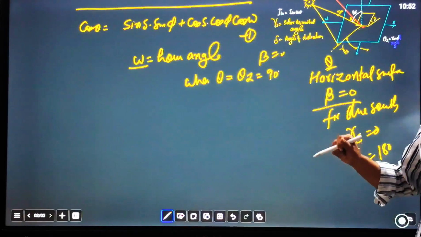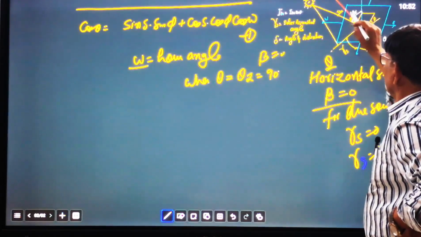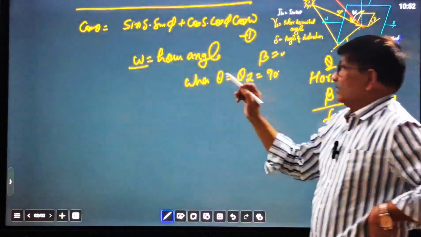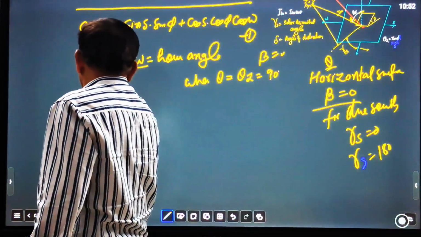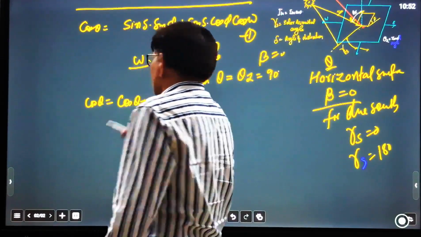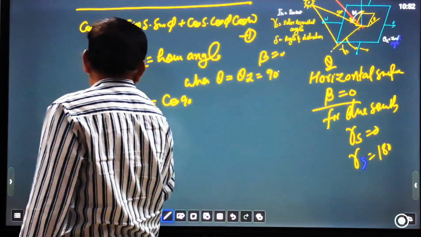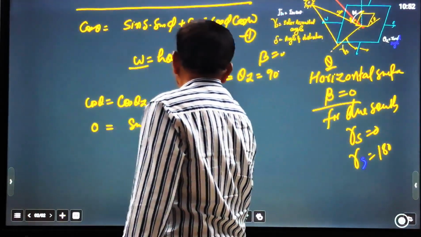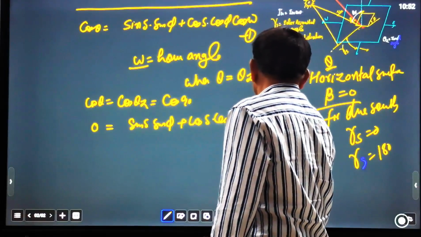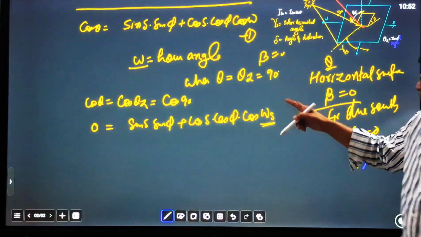So for the maximum hour angle, when the rays are coming parallel to the earth, the zenith angle theta z becomes 90 degrees. Putting that condition, cos theta equal to cos theta z equal to cos 90, for getting the maximum hour angle. So this becomes 0 equal to sin del sin phi plus cos del cos phi into cos omega s. For that condition, we will get the maximum hour angle, that's why omega equal to omega s.